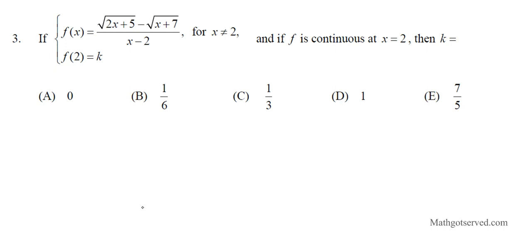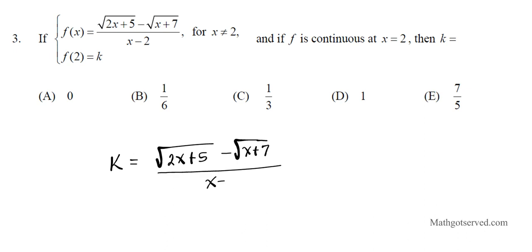Before we do that, we're going to try and remove the removable discontinuity by simplifying it. So k, the function right here, equals the square root of 2x plus 5 minus the square root of x plus 7, divided by x minus 2. There should be a removable discontinuity here, which is basically a factor that we can cancel out to get rid of this denominator. But in order for us to find that, we need to first simplify this.